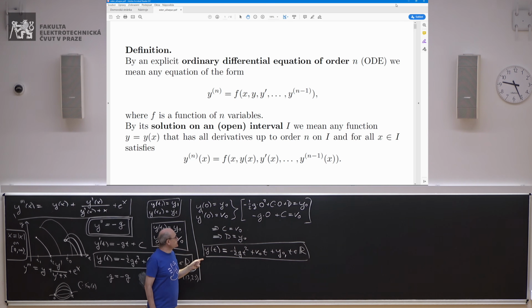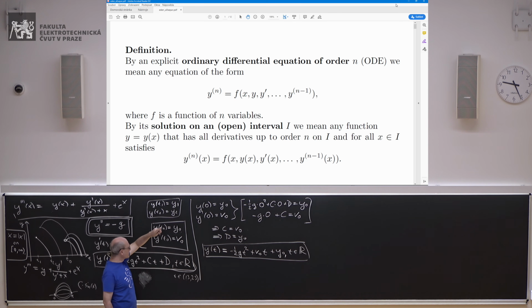Which brings me to the second paragraph in our definition. What is a solution? A solution is some function which has all the derivatives which are needed. This is also natural, of course, otherwise we cannot substitute. And when we substitute this function, this candidate, into our equation, to the left-hand side, to the right-hand side, we get an equality on some interval I, for all x's from some interval I, which is exactly what is written here. Now notice that there is written open interval.